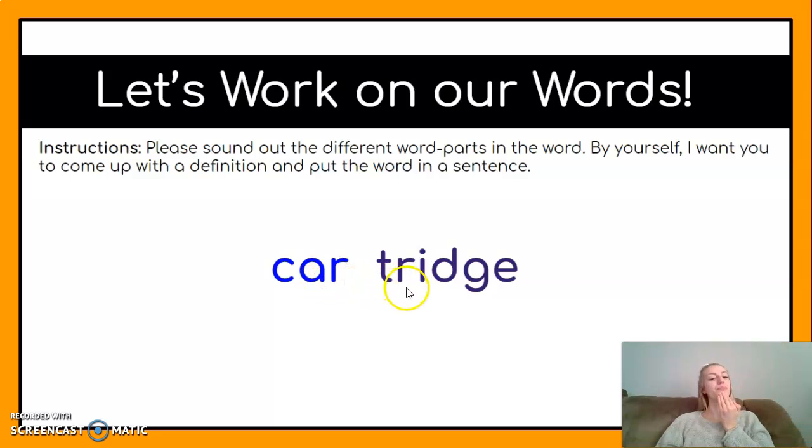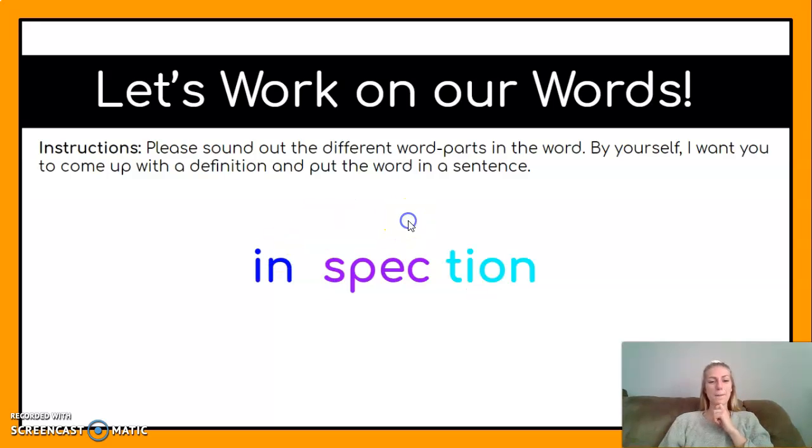Car. Tridge. And the word is? Cartridge! Good work, grade 4! Okay, so what does cartridge mean? What is that word? Once you find out what that word is, I want you to use it in a sentence, okay? Let's move on.